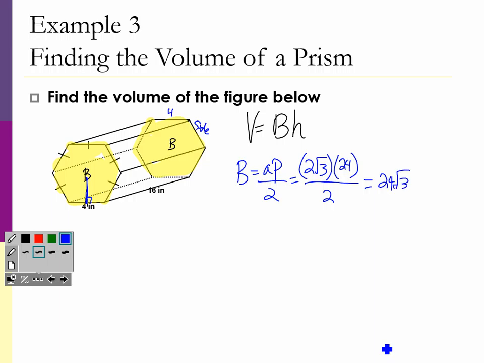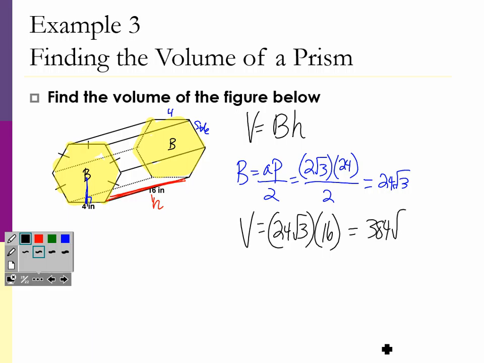Okay? And now my height for my prism is the distance between the 2 bases. So the 16 represents the height, and I can plug it into the formula. B is 24 root 3, the area of the base, times the height, which is 16. This ends up being 384 square root of 3 inches cubed. Okay, there's your volume.